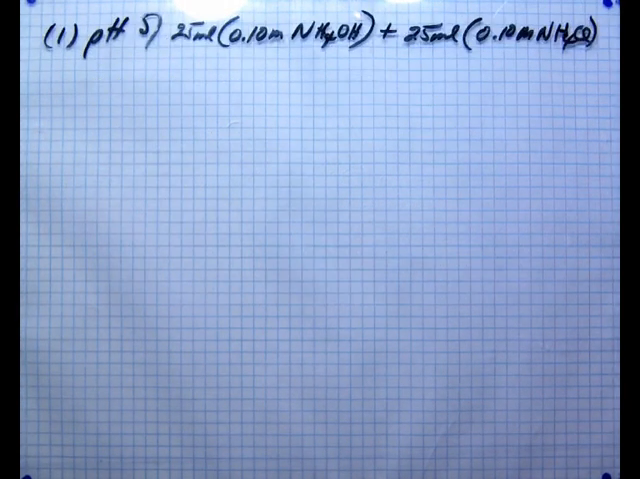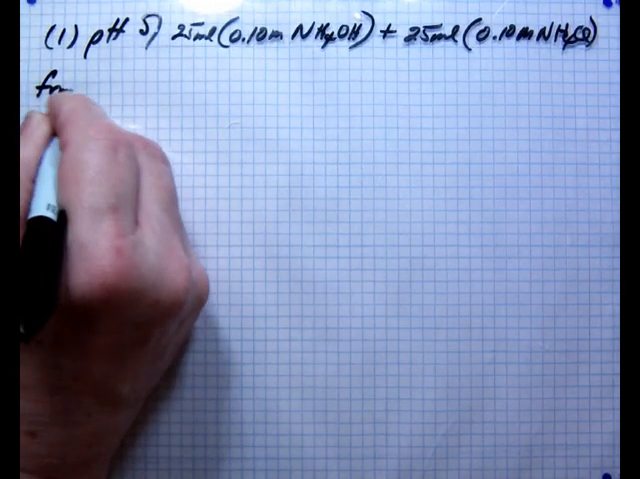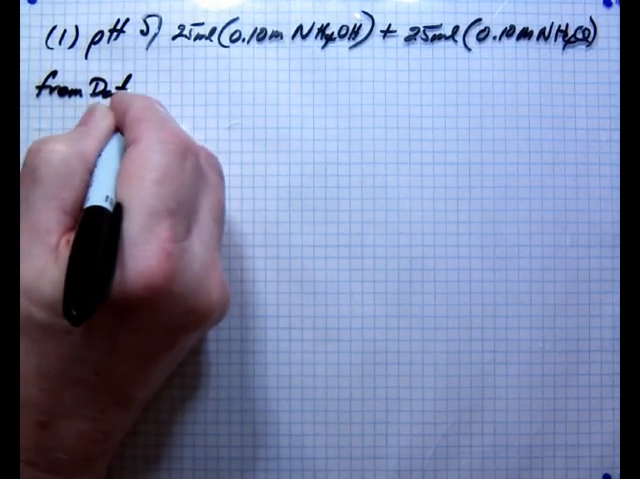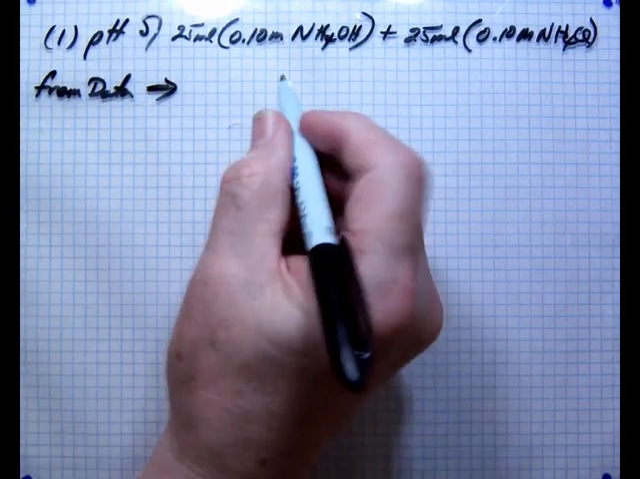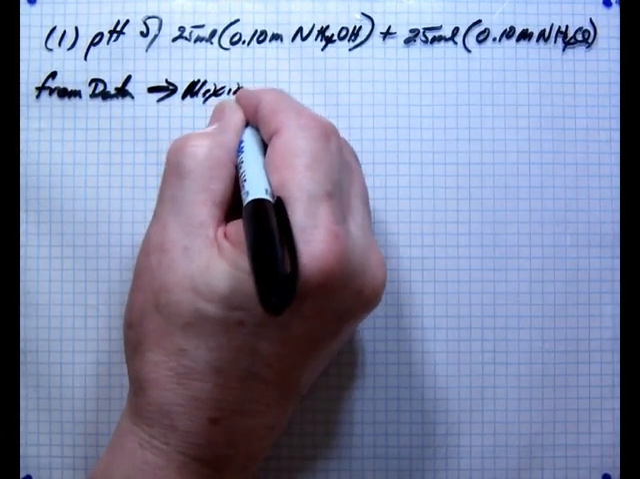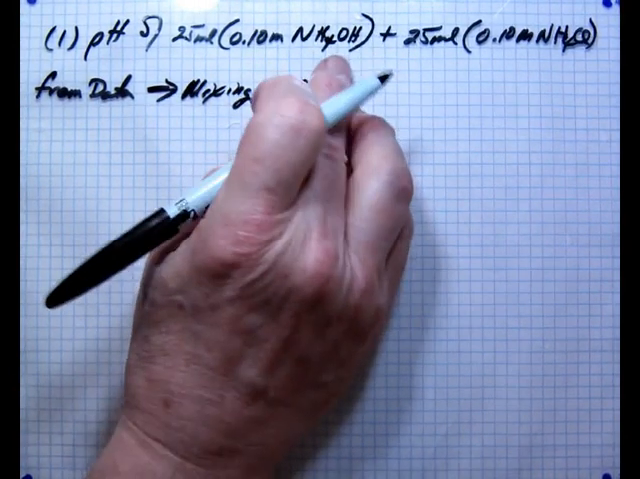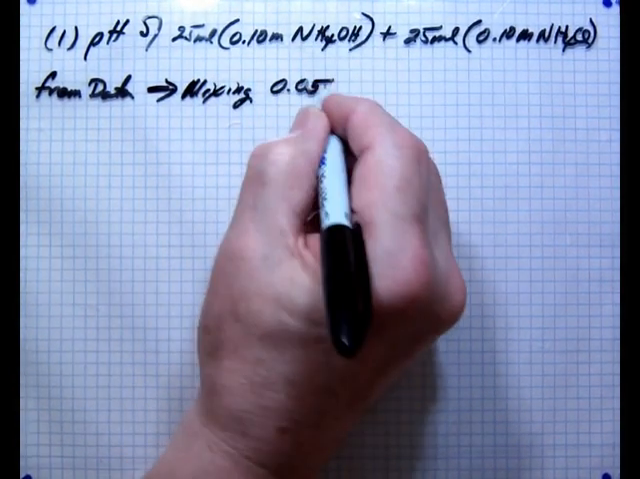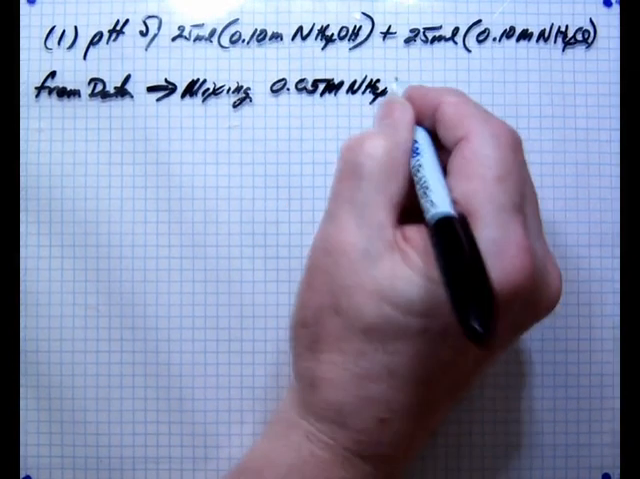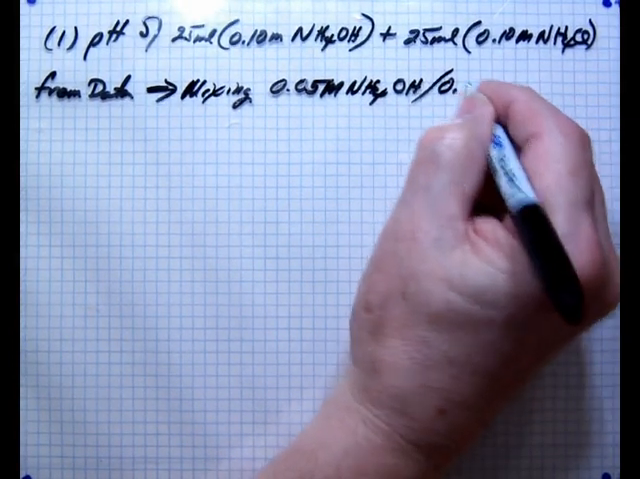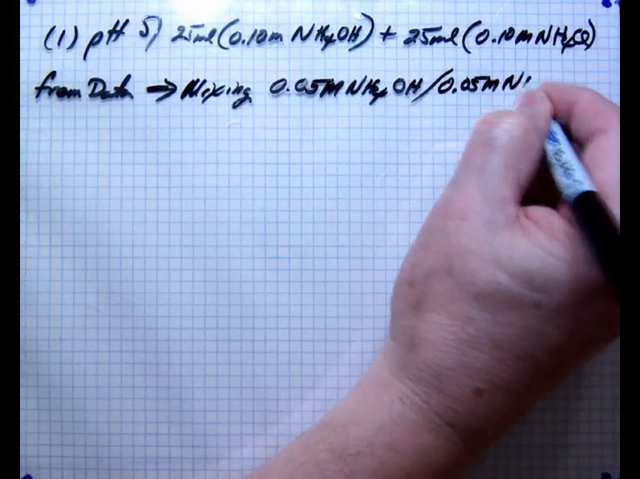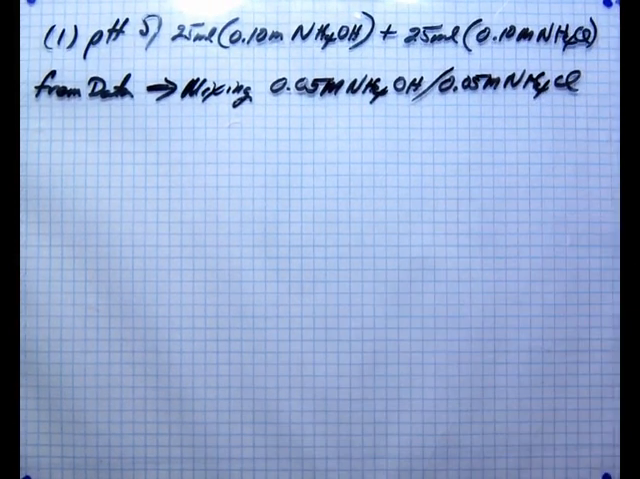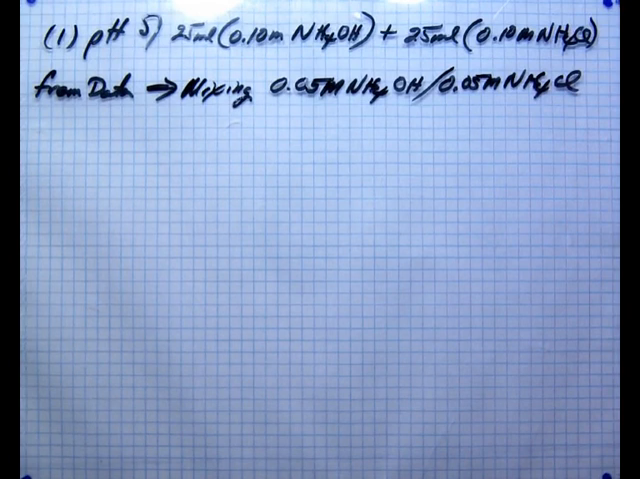Okay, now what we're essentially doing is mixing a 0.05 molar NH4OH and a 0.05 molar NH4Cl. Everybody understand it? You literally, instead of 25 mils, we got 50 milliliters, but we threw the compounds in with them, which diluted them to 1/2 of the original value.